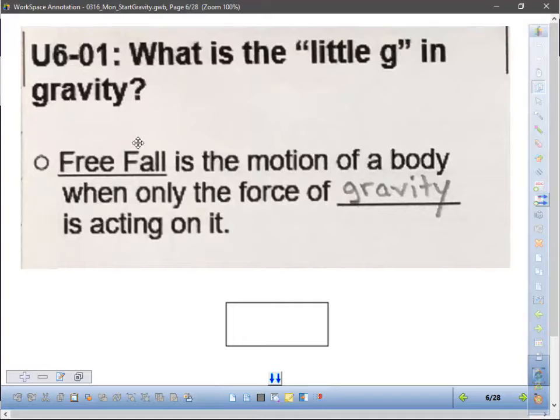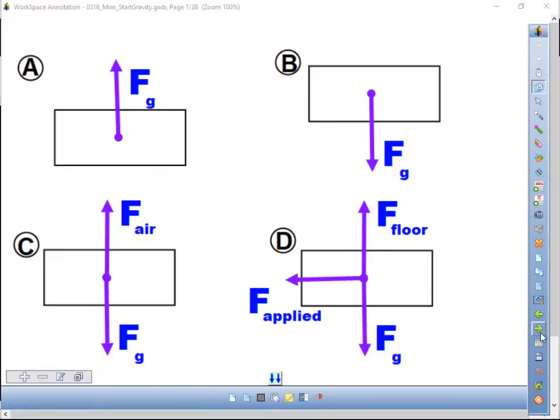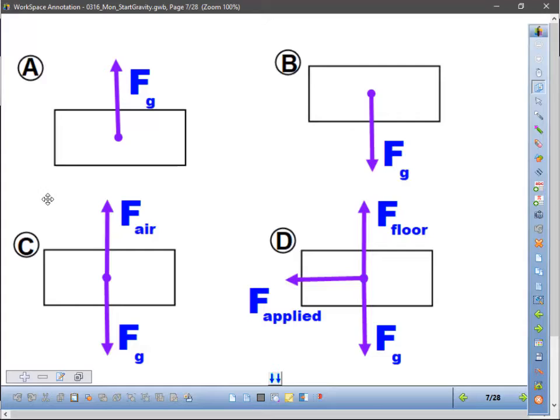After you write that in there, I want you to read through this and look at it, and let's see if you understand. I'm going to show you 4 free body diagrams. I want you to figure out which of these 4 diagrams matches the description of free fall. So here are 4 different free body diagrams of an object: Object A, B, C, and D. Which of these 4 objects looks like it's an object in free fall? So read your definition of free fall and go through these 4 and mark down the one that you think looks like the best example of an object in free fall.